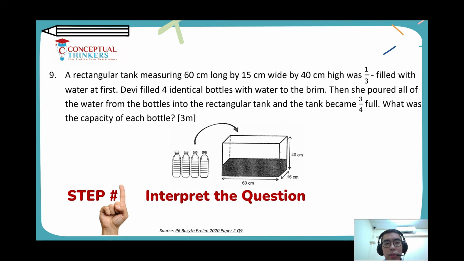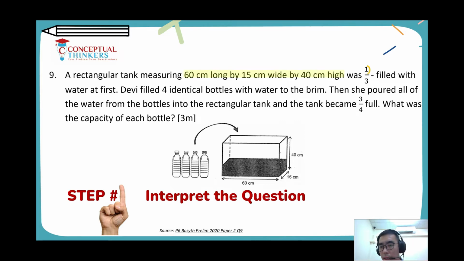We have a rectangular tank measuring 60 cm long by 15 cm wide by 40 cm high, 1/3 filled with water at first. Devi filled 4 identical bottles with water to the brim. Then she poured all of the water from the bottles into the rectangular tank and the tank became 3/4 full. What was the capacity of each bottle?